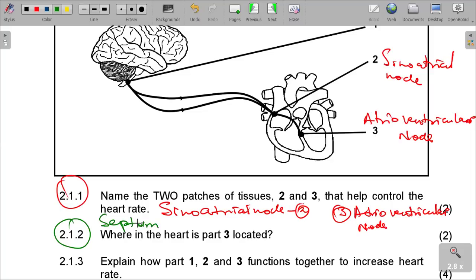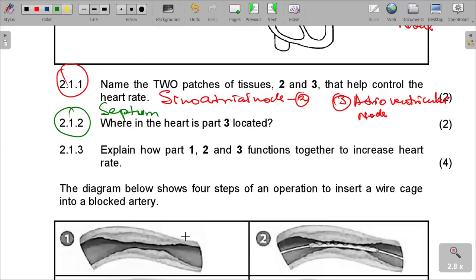It is the septum. That is where 3 is located. It is located in the septum. If you refer to our previous work, you would see that the septum is where 3 is located. And that is question 2.1.3.